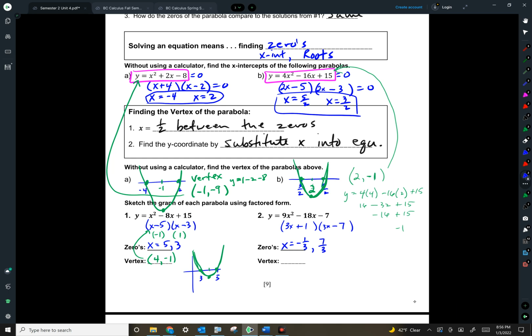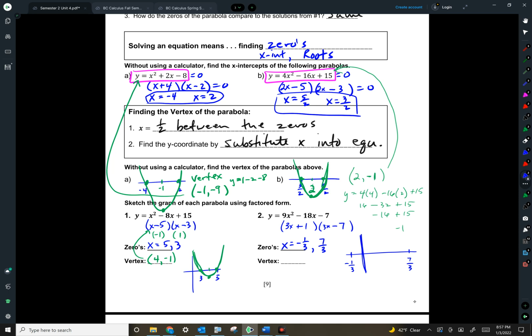Okay. So my vertex is halfway between there. I got to figure out halfway between negative 1/3 and 7/3. Well, let's see here. Here's negative 1/3. Here's 7/3. So how much distance is there between there? Well, in order to get to 0, here's my y-axis. In order to get to 0, I would be coming over 1/3, and then I have another 7/3. Isn't that a total distance of 8/3? So if the total distance is 8/3, then halfway would be 4/3.